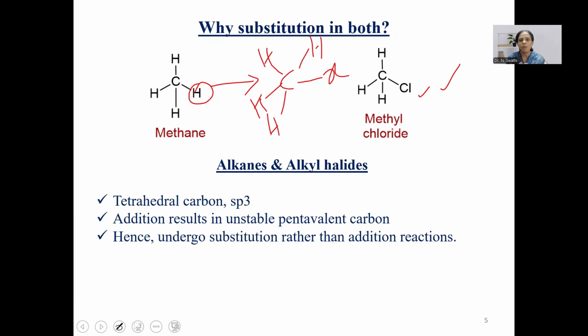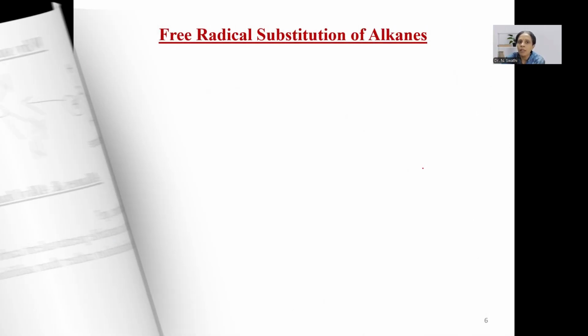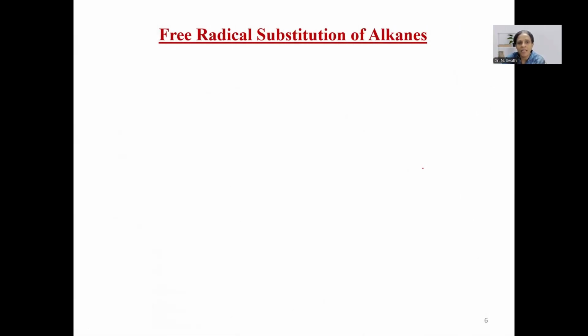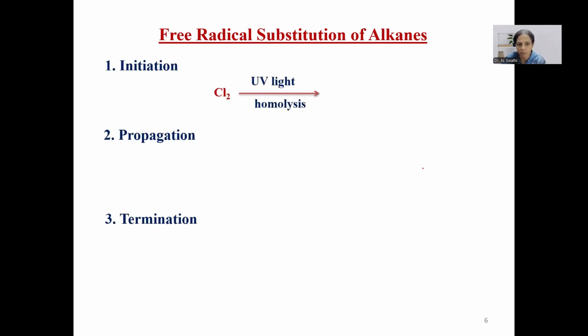And this is the reason why alkanes and alkyl halides will undergo substitution rather than addition reactions. Now let me quickly revise the mechanism involved in free radical substitution reactions of alkanes, which I explained in detail in one of my previous videos. So it involves 3 steps: initiation, propagation and termination.